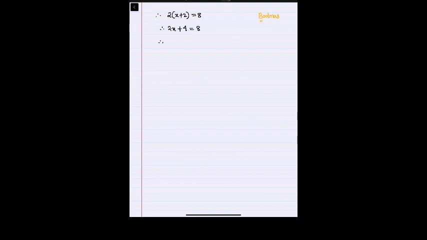Okay, we simplify it further. 2x will be 8 minus 4, and then 2x will be 4, and then x will be 4 divided by 2, and then x finally will be 2. So our last answer will be 2.